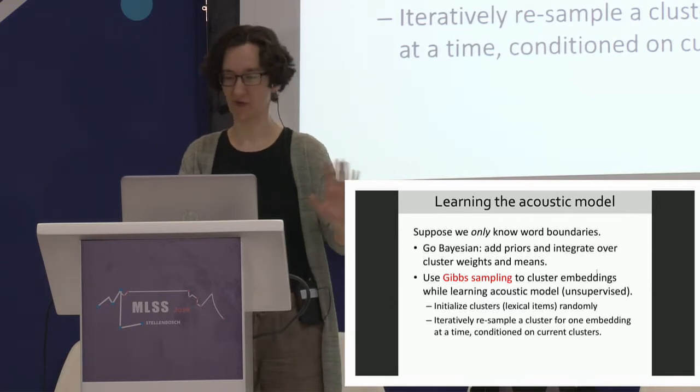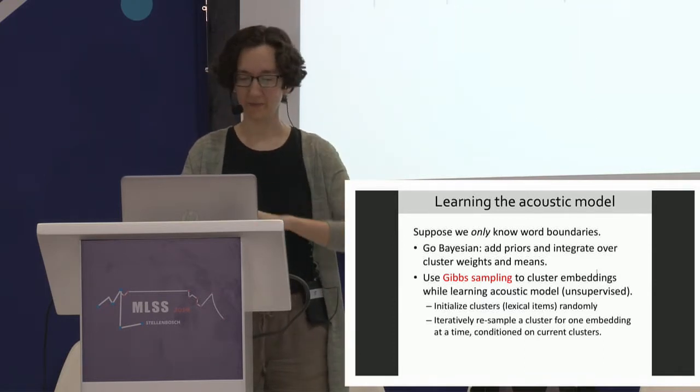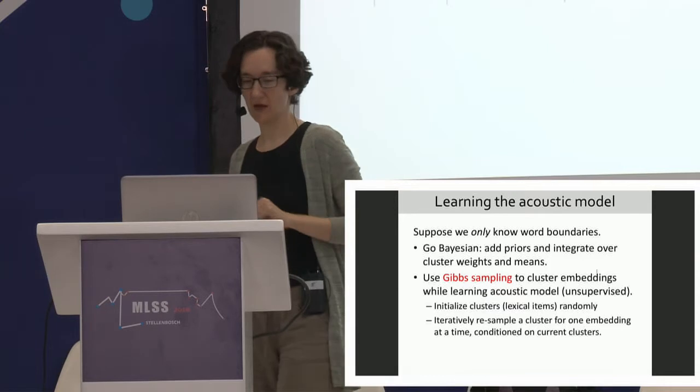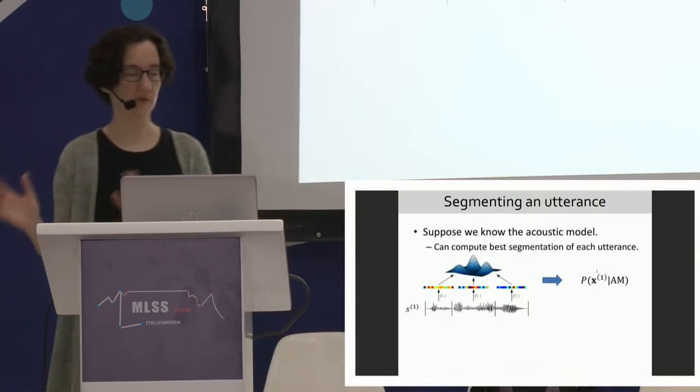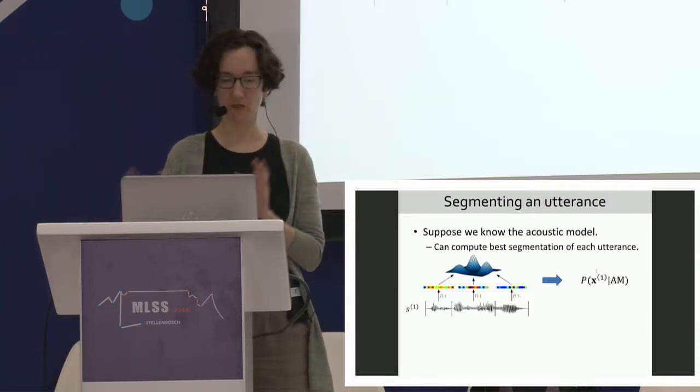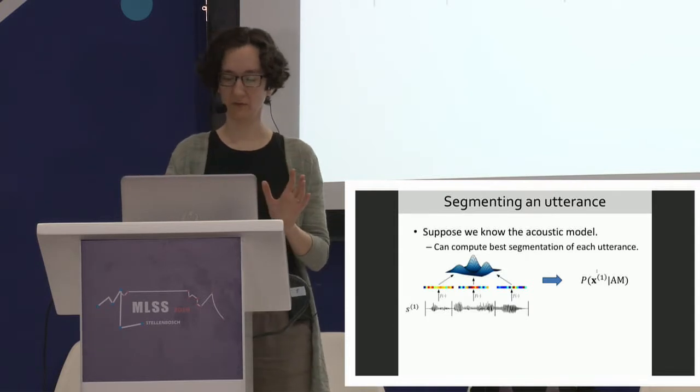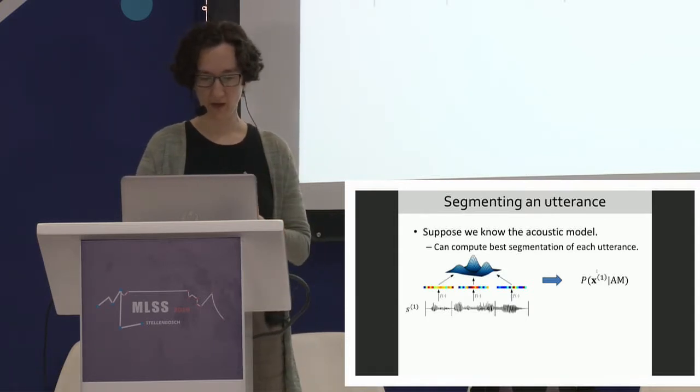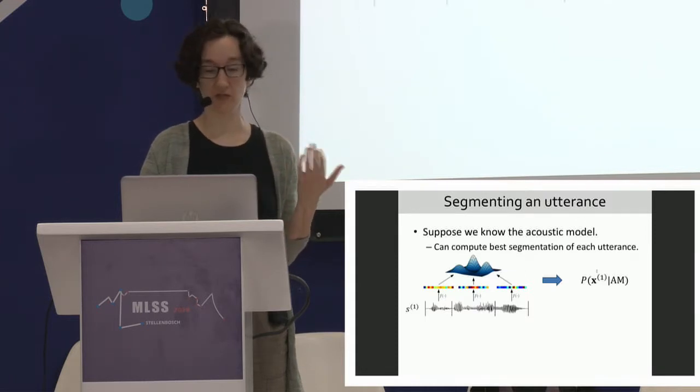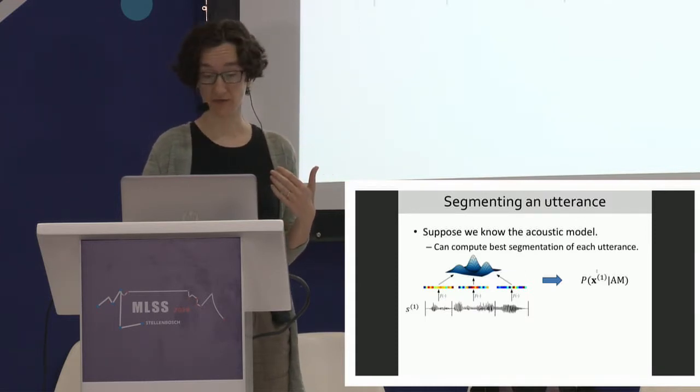But again, we don't know the word boundaries. So let's go from the other direction. Let's imagine that we know the acoustic model, so we know this Gaussian mixture model and all its parameters. If we know that, we can actually use that information to compute the best segmentation of each utterance.